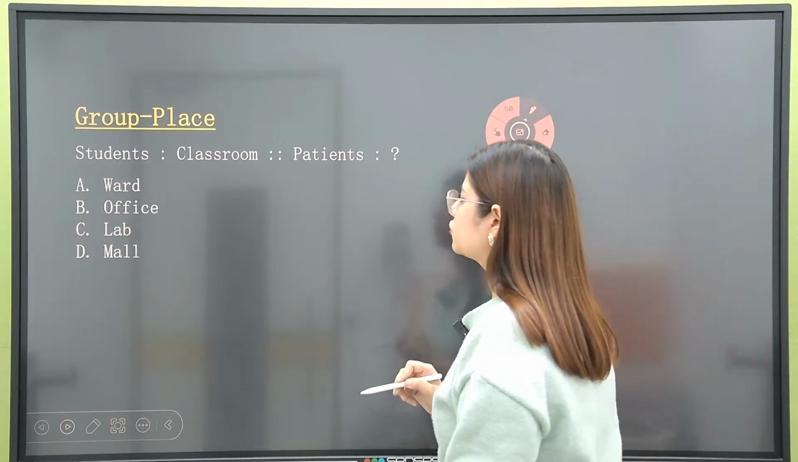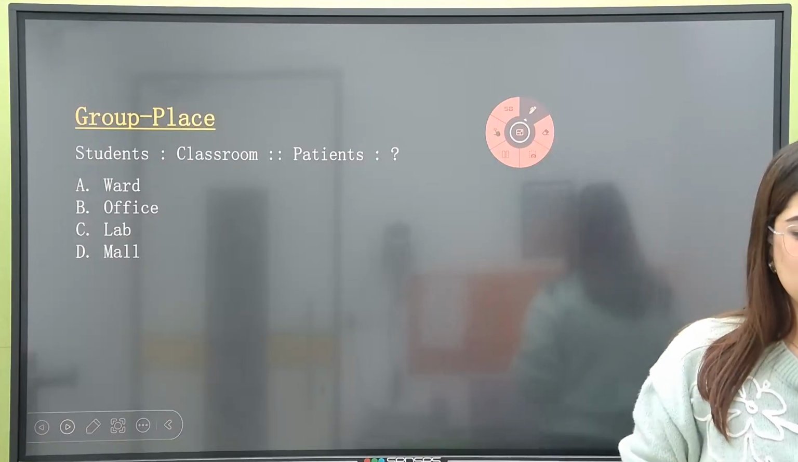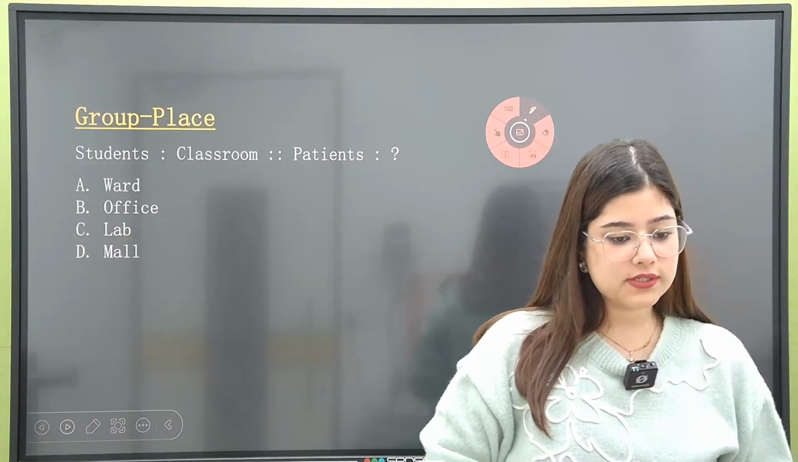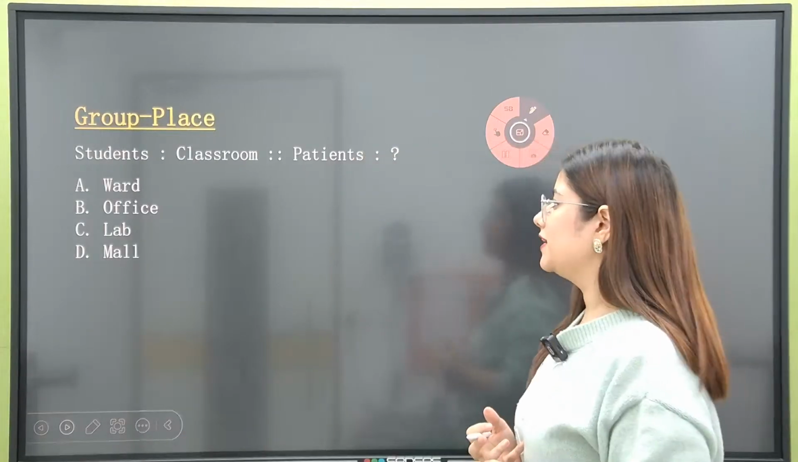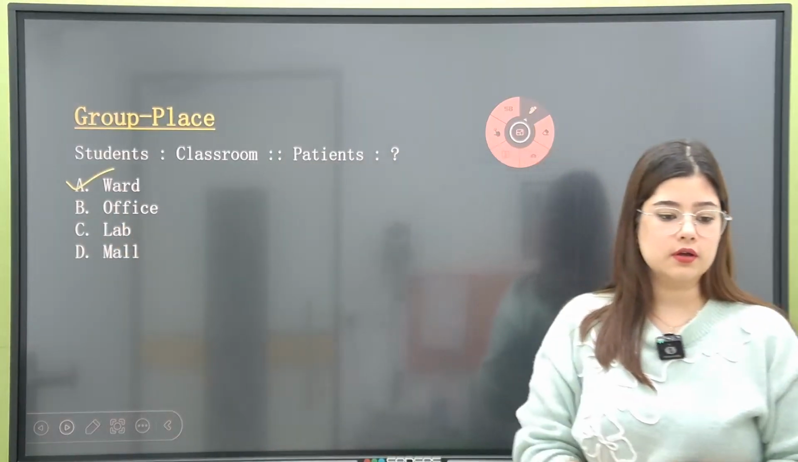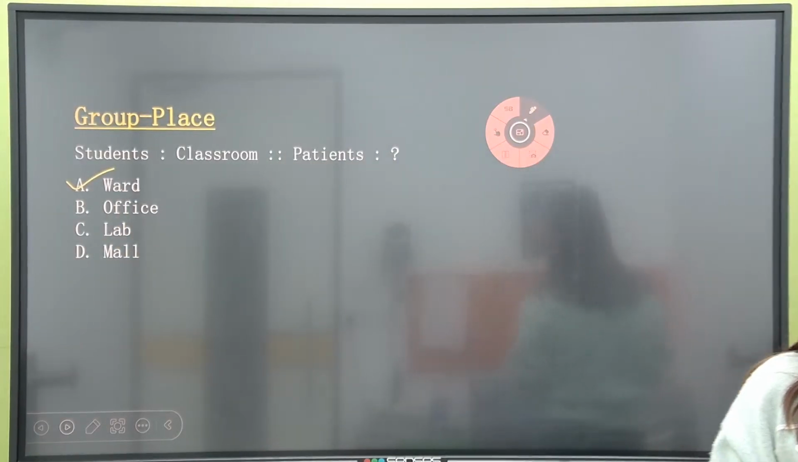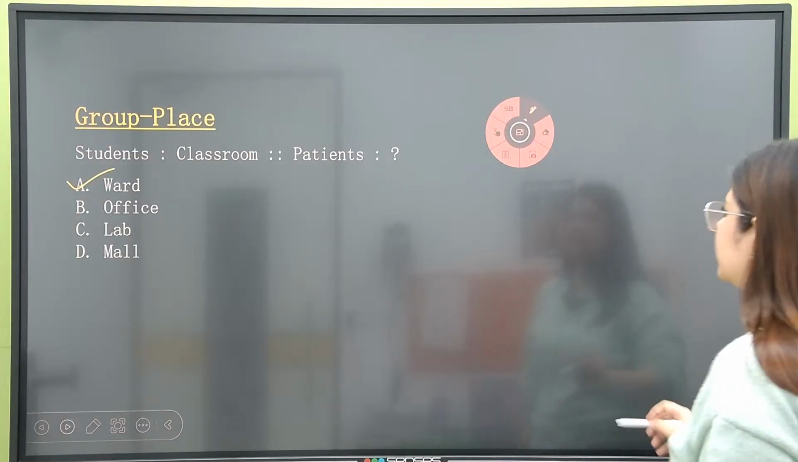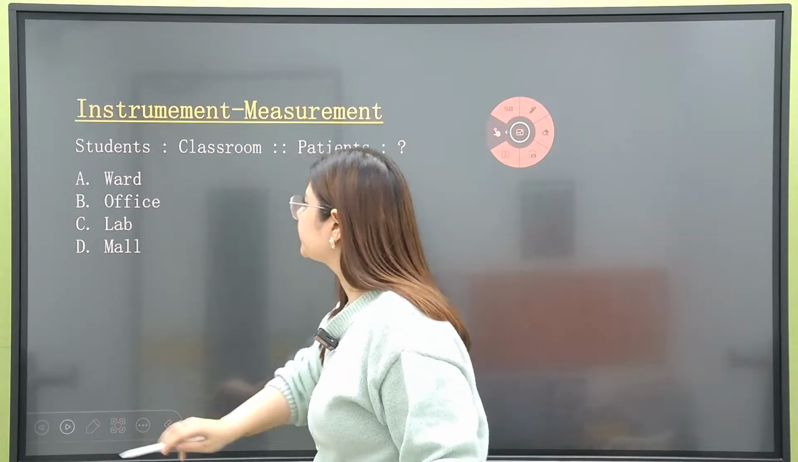Next, group place, where a particular group could be present. Students is to classroom, such as patients is to... So you will find students studying in a classroom and patients would be in a hospital ward. So students is to classroom, such as patients is to ward.